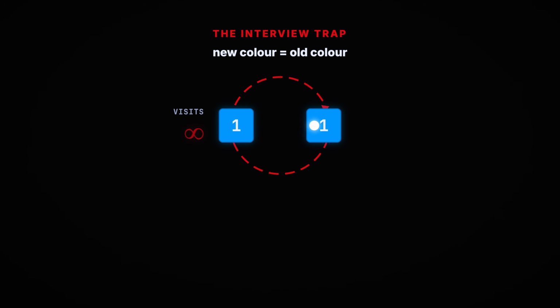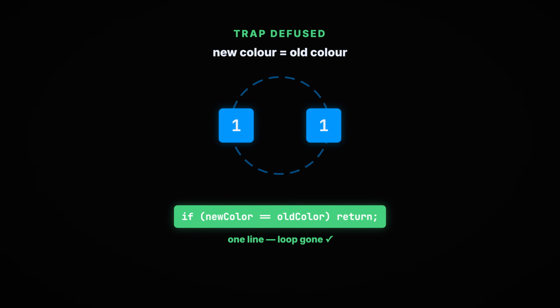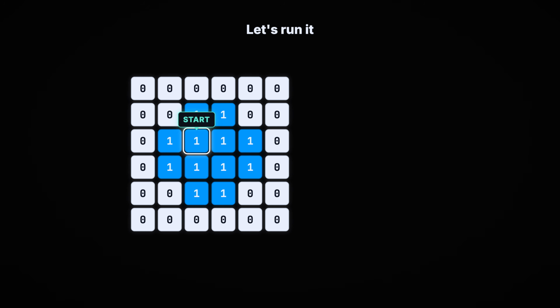An infinite loop. So before we do anything, we add one tiny safety check. If the new color is already the same as the starting color, we simply do nothing and return. Problem solved. This one line is exactly the kind of edge case an interviewer is secretly checking whether you will notice. Now you will. Let me walk through it quickly.